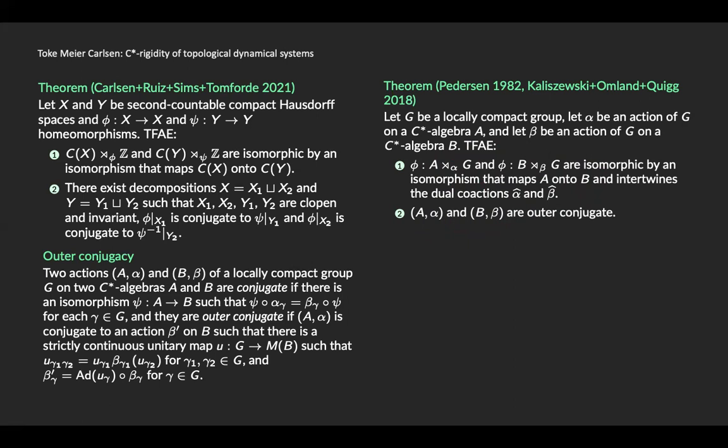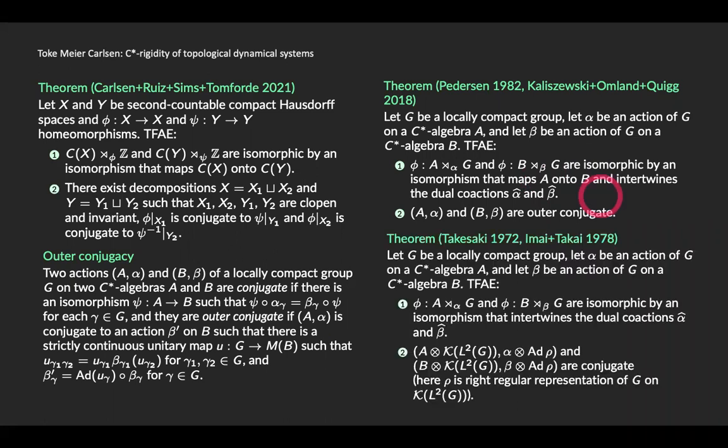But in some cases, this requirement that the isomorphism between the cross products maps A onto B is not necessary. So for instance, it follows from, sorry, yeah. One little question. These dual coactions, you mean the dual coactions on the cross product? Yeah, yeah. Okay. Yeah, thank you.